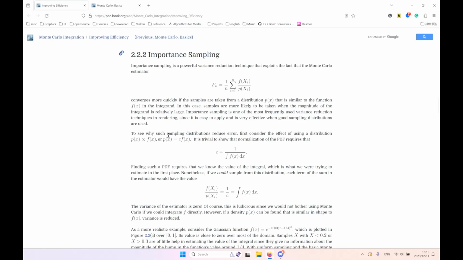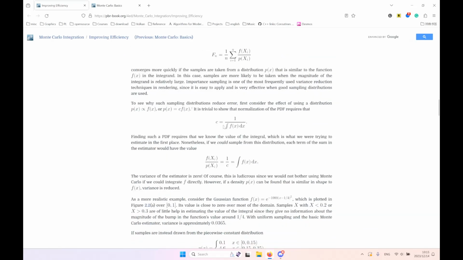So yeah, if we use a distribution exactly proportional to the function, then we have a constant. Then we don't even need to do integration. We have a variance of 0, but that's impossible to get.